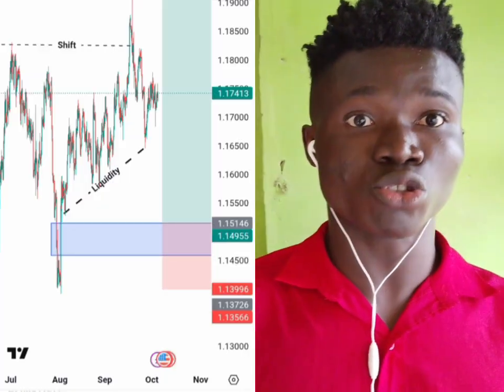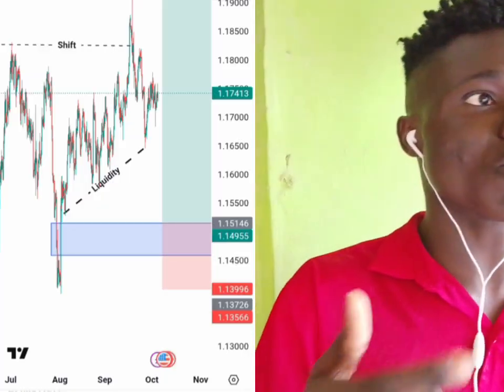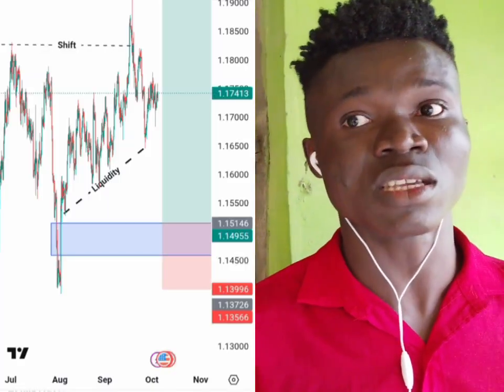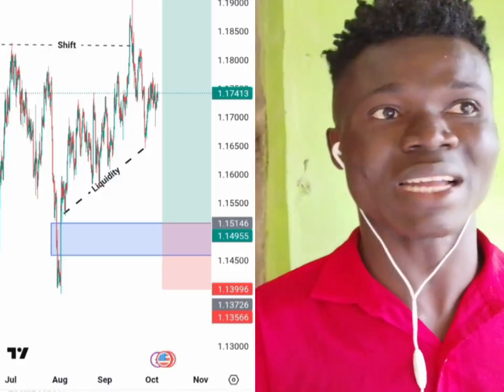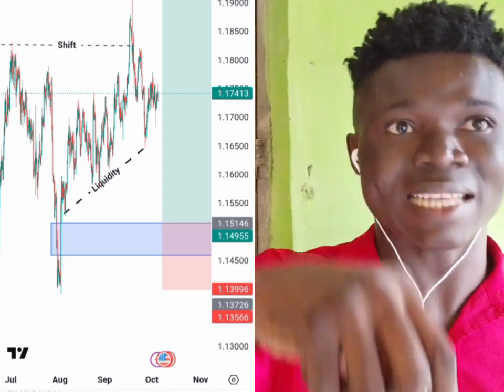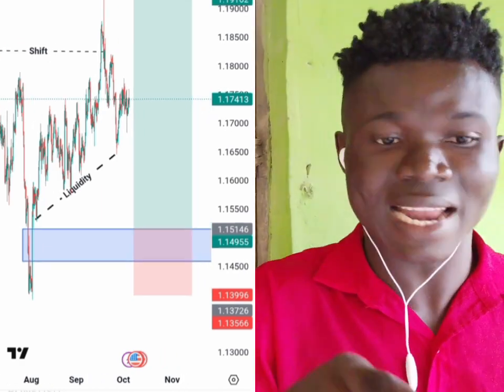I'm actually using my phone to do this little analysis so that you will not be complaining that maybe you don't have a PC or you don't have a laptop, so you will not be able to analyze charts. You can also use your phone to analyze charts. That's the reason why I'm using my phone to analyze these charts.